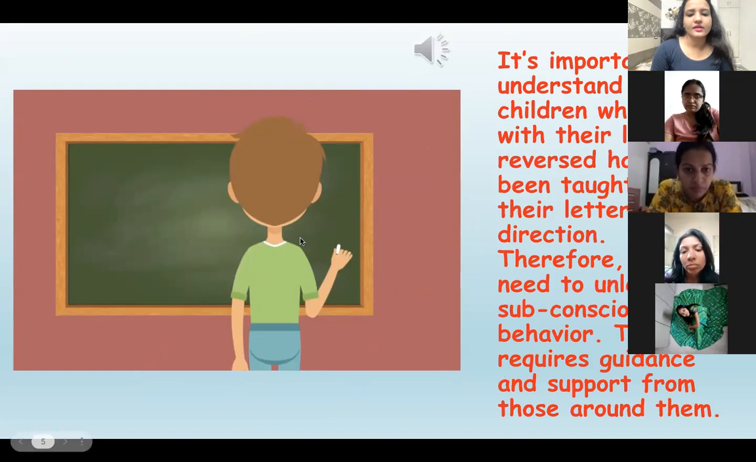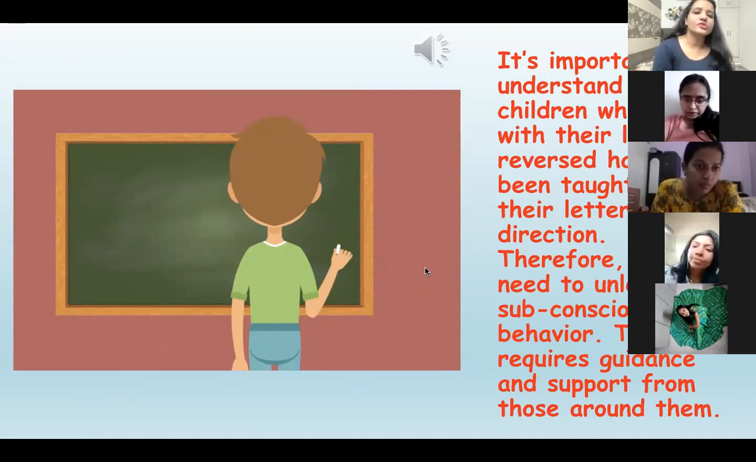That child is writing reverse and the child needs to unlearn the way which the child knows to write. That has to be unlearned. Okay, and this is called subconscious behavior. Now, what is subconscious behavior?